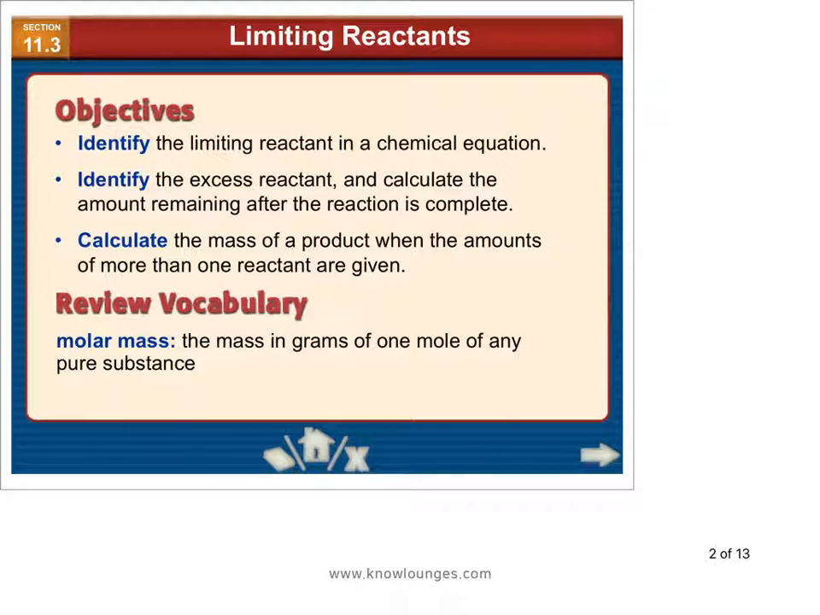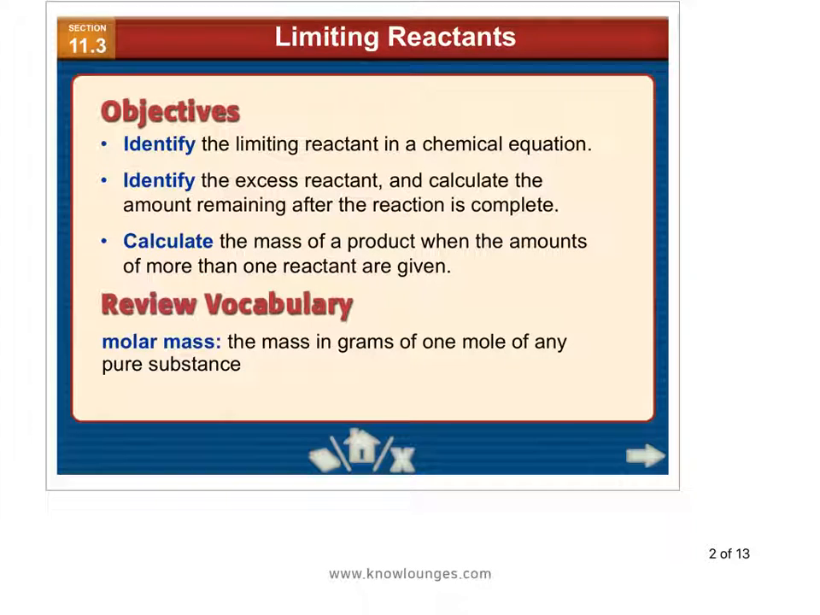Today we're going to be looking at section 11.3, limiting reactants. Our objectives for this section: you will need to be able to identify the limiting reactant in the chemical equation, identify the excess reactant, and calculate the amount remaining after the reaction is complete, and calculate the mass of a product when the amounts of more than one reactant are given.